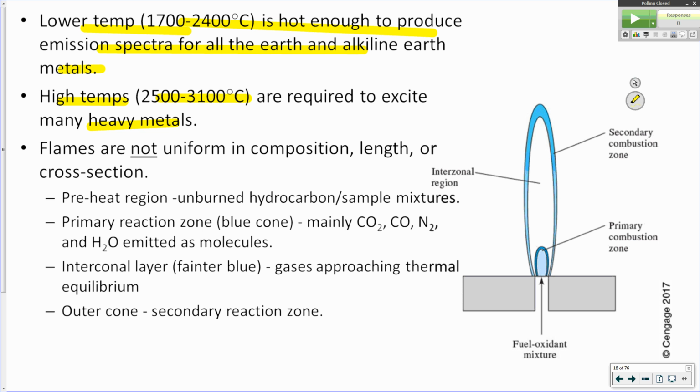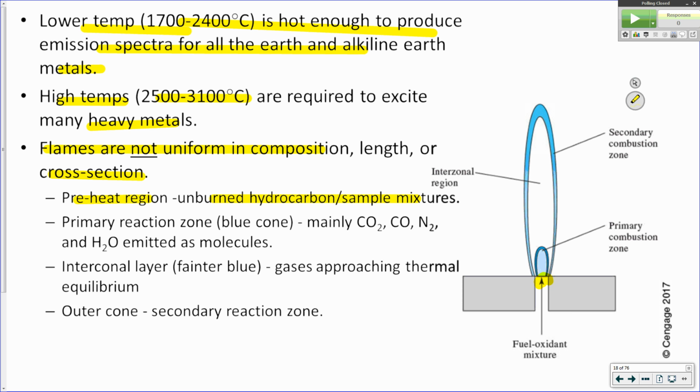And something else about flames, we have to realize they're not uniform in composition, in length, or in their cross-section. Temperature can vary quite a bit over these different regions. So there is a region that we call the preheat region. Coming right on the top of the burner, there's going to be a small little point here. If you look at a flame burning, like a match burning, you'll see the flame is not on the wood. The flame is dancing above the wood a few millimeters. That's the region where the hydrocarbons are mixing with air. It's starting to preheat, right?